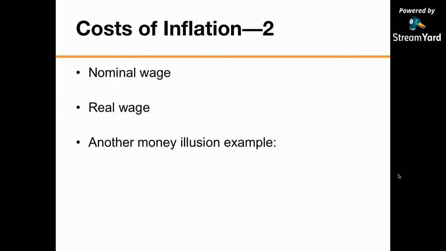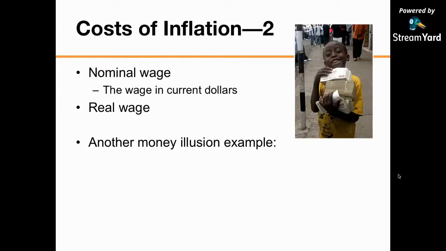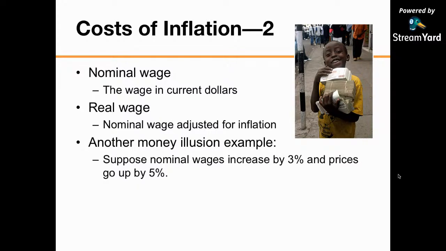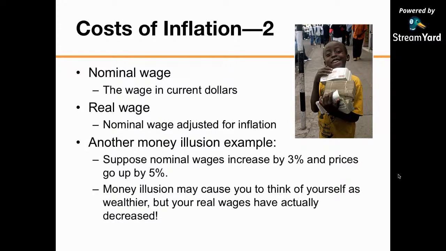So we have the cost of inflation, the nominal wage versus the real wage. Again, the nominal wage is the wage in current dollars. This is what you're actually seeing on a piece of paper. The real wage takes your wage that's on a piece of paper and adjusts it for inflation to make sure that there's actually been a real change. Another money illusion example they give here is that if nominal wages increase by 3%, but prices go up by 5%, the money illusion would make you think you got wealthier, but in reality, your wages have actually decreased. So remember, nominal is always going to be that number that's written down right in front of us, but real is going to be that inflation-adjusted number.